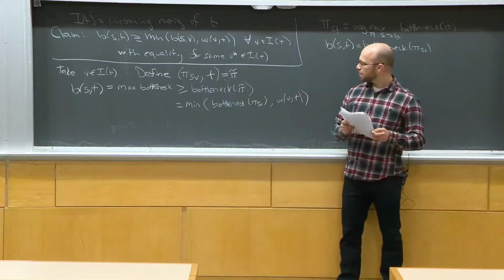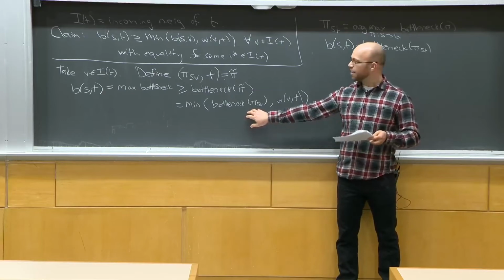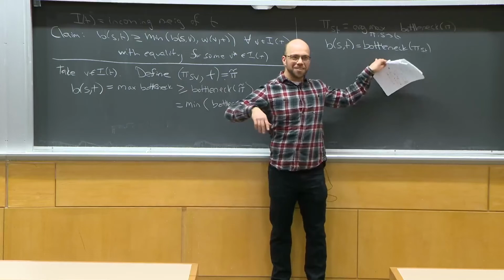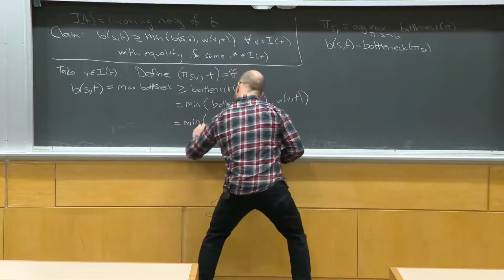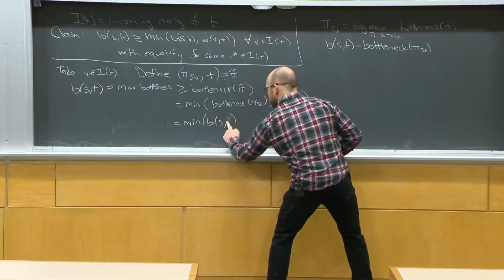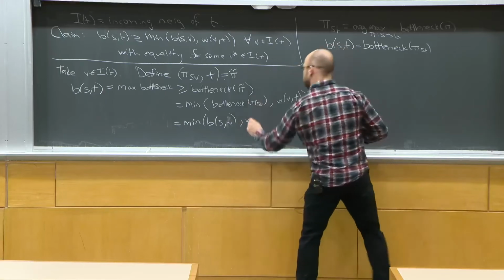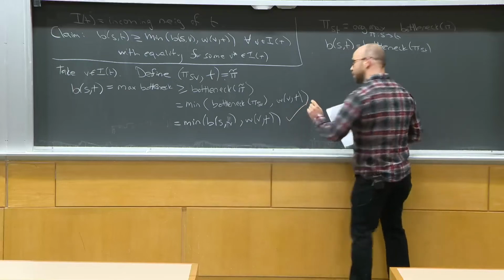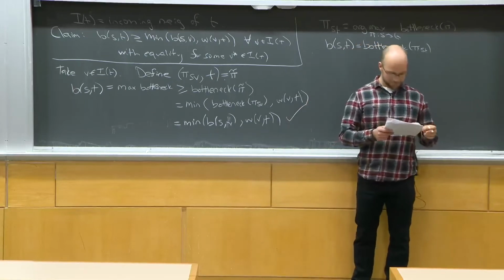Cool. Well, by definition, the bottleneck of pi sv is exactly this quantity, right? Because that's what I chose it to be over here. Yeah, so this is exactly min of b s comma v. That was supposed to be v, but I wrote a t. Or w of v comma t. And that is exactly what we wanted to prove. Yeah, so that takes care of our inequality case.